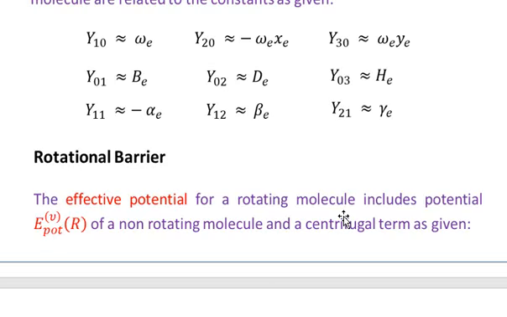So the effective potential of a rotating molecule includes the vibrational potential, this E potential as a function of R, of a non-rotating molecule at vibrational level V, and a centrifugal term is given. So you see that we are representing the effective potential in terms of two quantities. One is the potential for the non-rotating molecule and the other is the centrifugal term as given below.